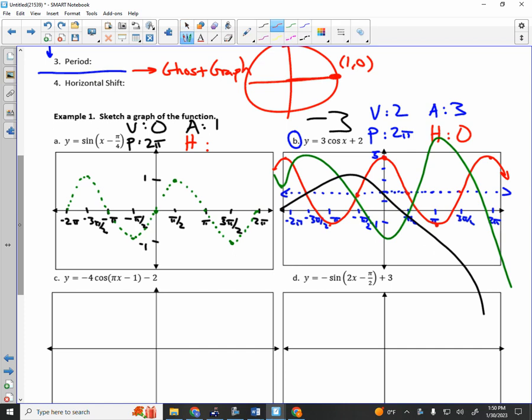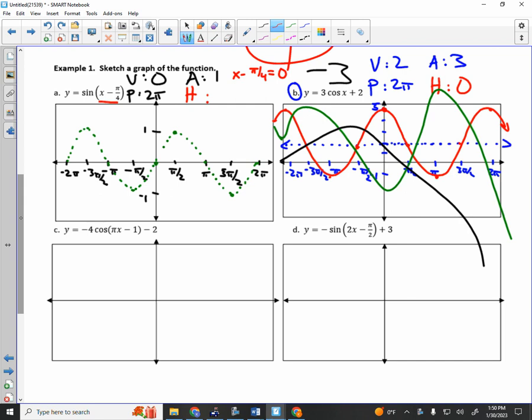So how do I determine the horizontal shift? We take the inside and we set it equal to 0. So x minus pi over 4 is equal to 0. If you solve x minus pi over 4 equals 0, what do you come up with? Pi over 4. So that means the entire graph is going to shift pi over 4 units to the right. If it was a negative pi over 4, it would shift pi over 4 units to the left.